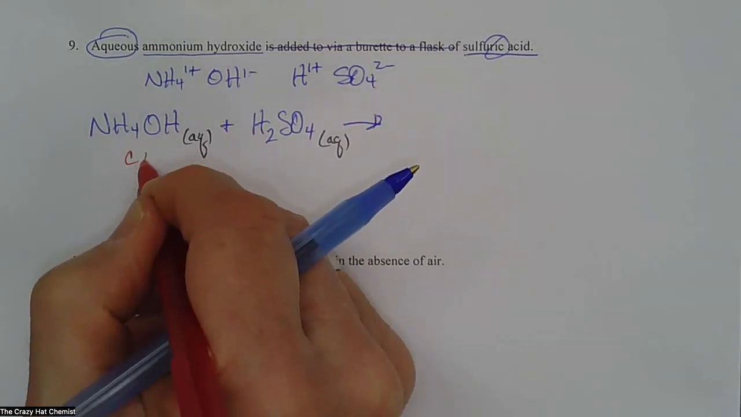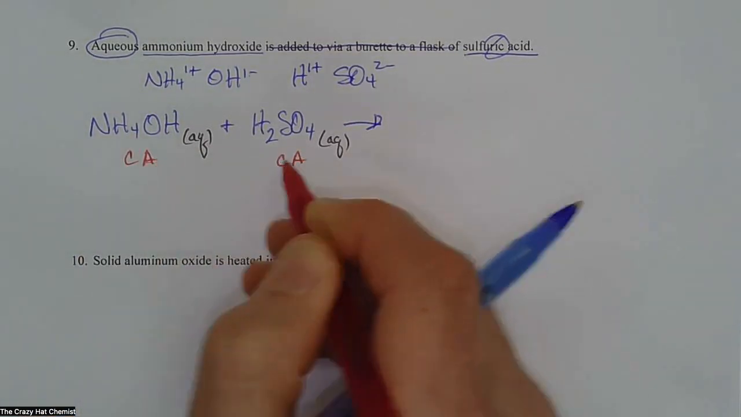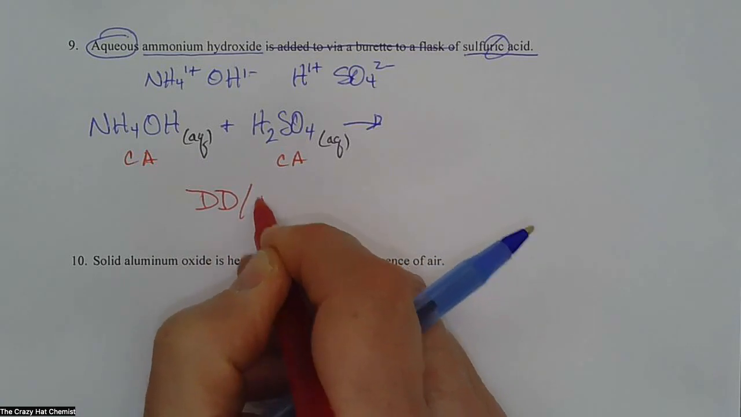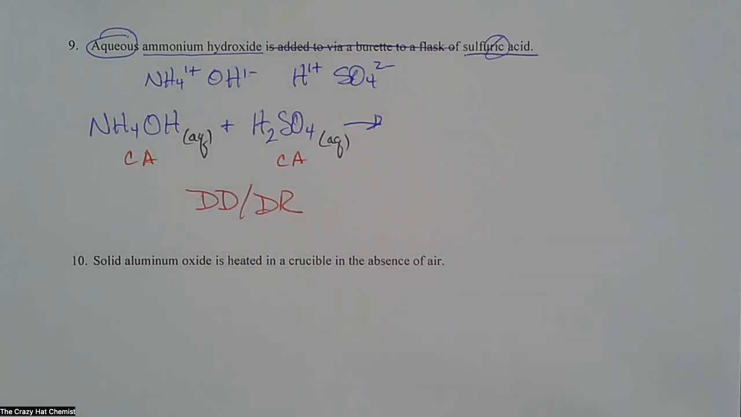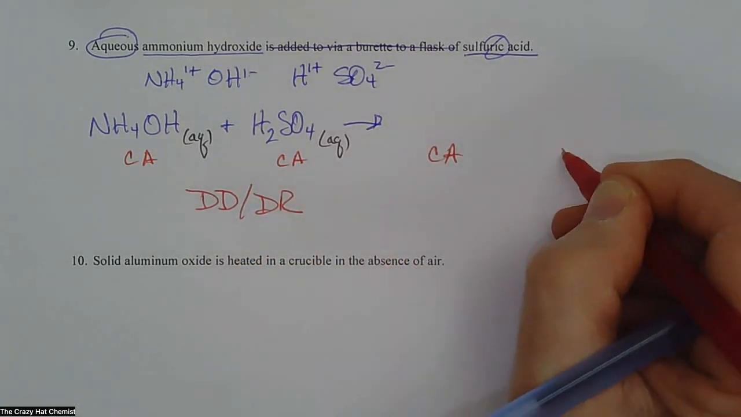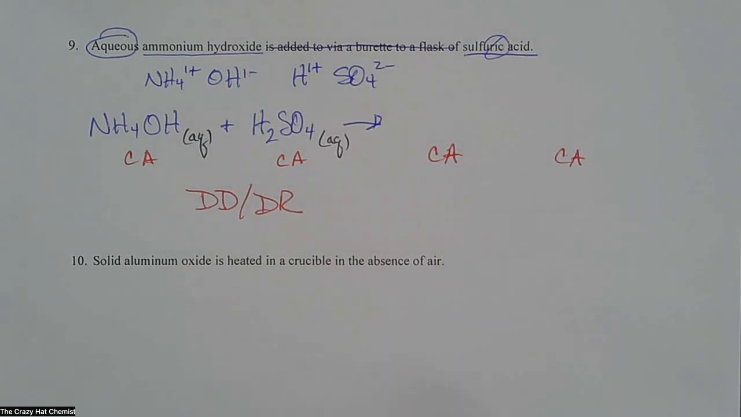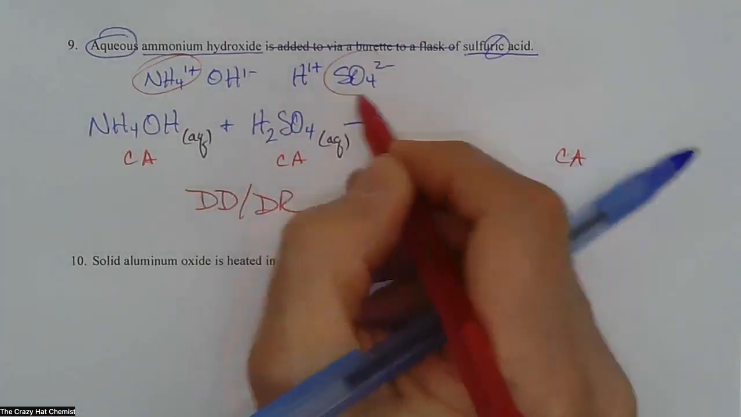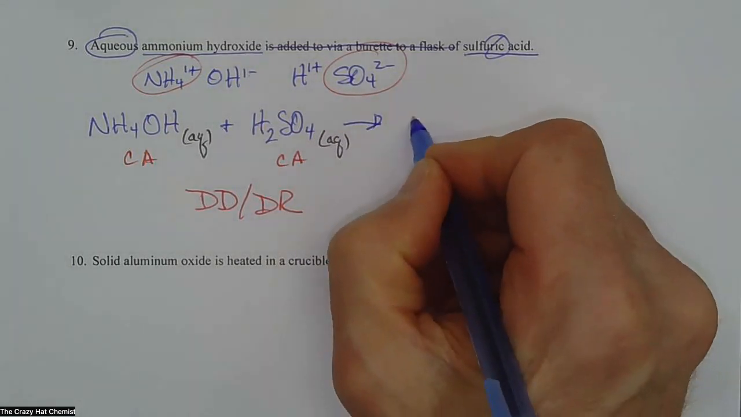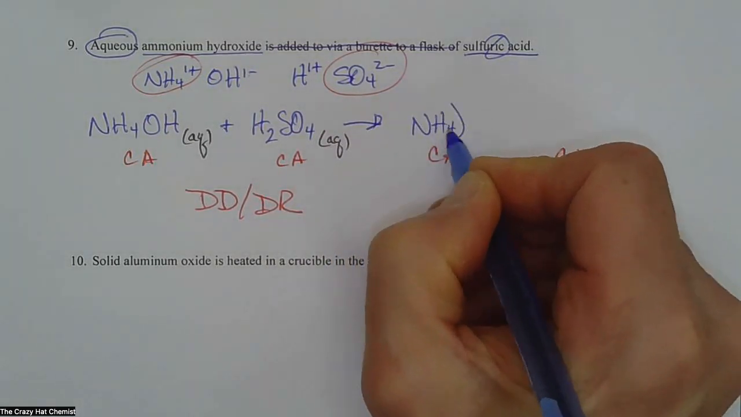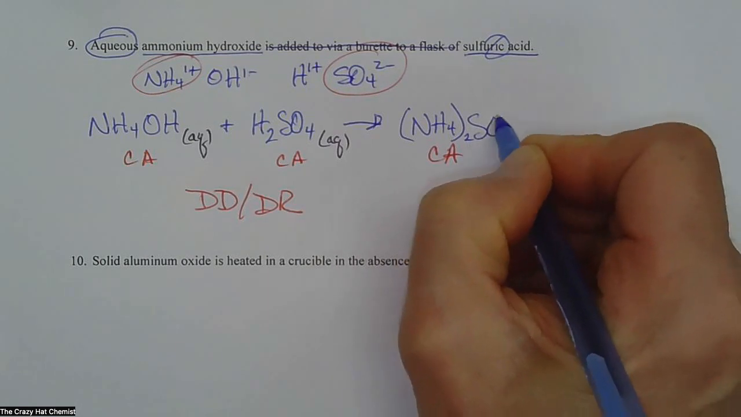Okay, this is a cation anion. So this is a double displacement, double replacement reaction. So I'm going to get a cation anion and a cation anion. I'm going to combine the ammonium ion and sulfate. Take the bull by the horn, flip, bring it down. So (NH4)2SO4.